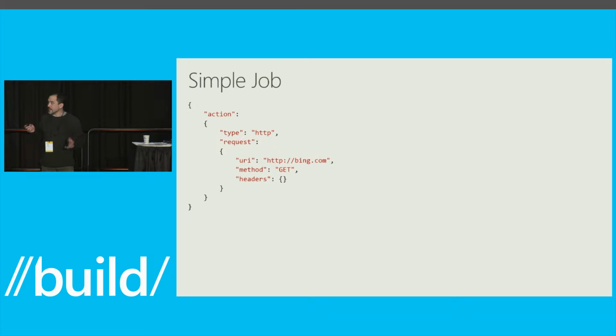But the simplest job I could think of is this one. It has an action that's going to go hit Bing. It has no start time, has no recurrence. It'll just run once and then complete. But that's the simplest job that you can create, your hello world job for running a scheduler service.